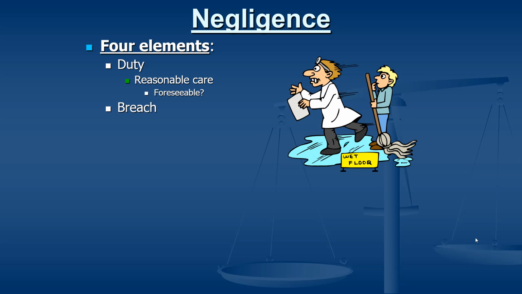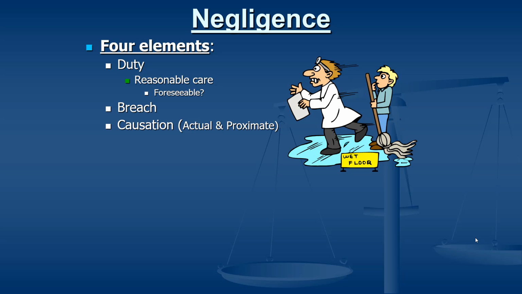The next element that the plaintiff has to prove is that the defendant breached that duty of reasonable care. How do we determine whether that duty was breached? Well, we look at the situation and we say, how would a reasonable person have acted in that situation? This is called the reasonable person standard. If the defendant did not act as a reasonable person would have acted under those circumstances, then a court would find that he breached his duty of reasonable care.